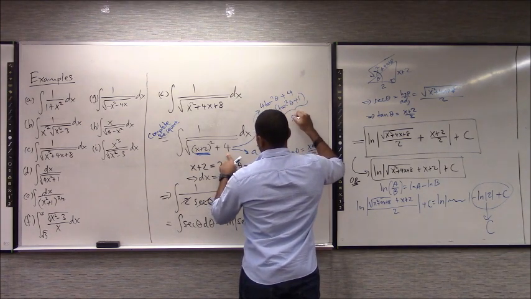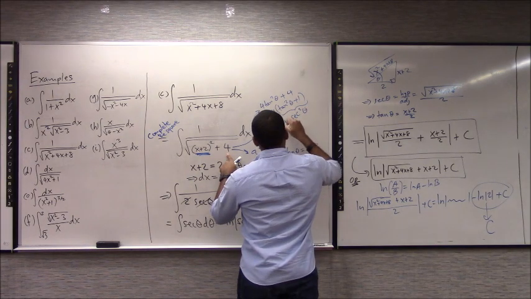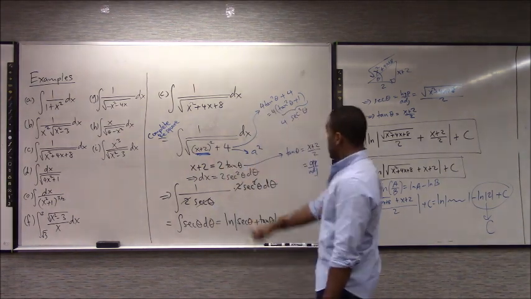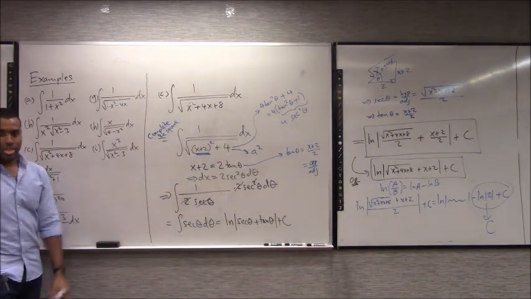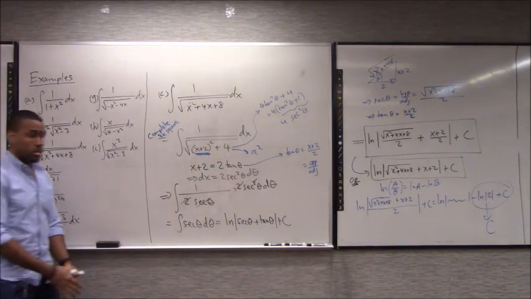Tan squared plus 1 is secant squared. Then I take the radical of that, so I just get secant. It's always going to be me applying some trig identity to simplify things.